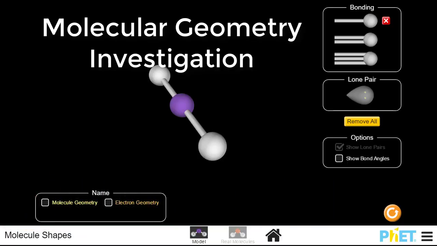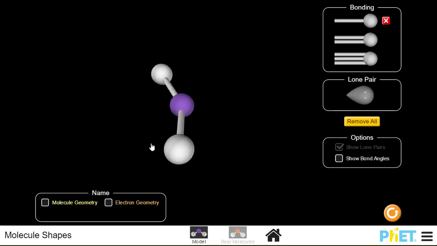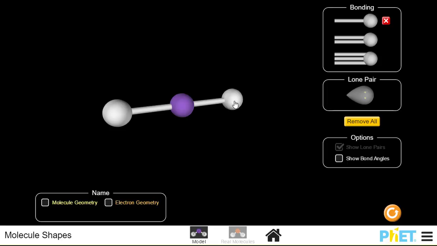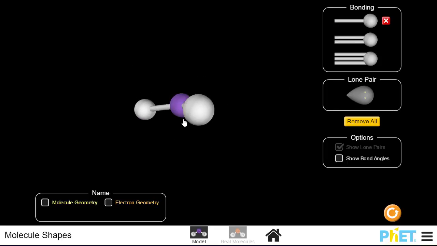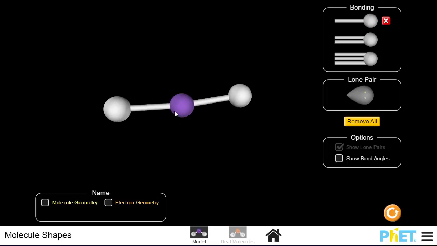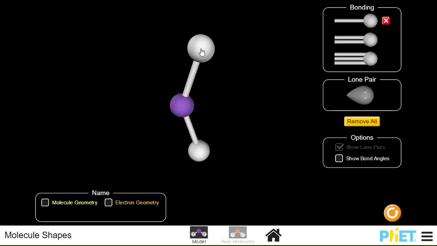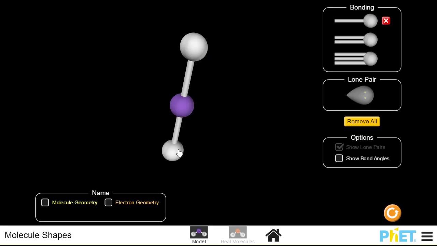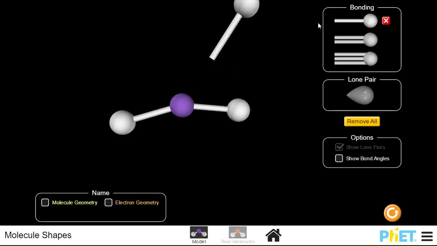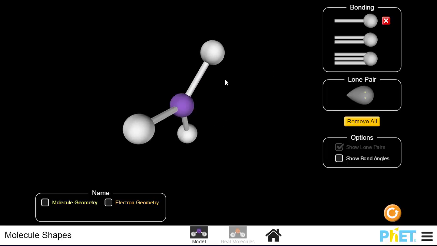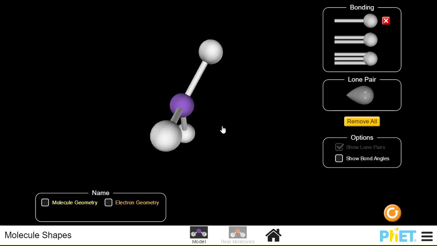We are going to be investigating the valence shell electron pair repulsion model and how we can predict molecule shapes based on that. Now, the main concept here is that electrons tend to repel each other, and so when molecules form their various shapes, they're going to arrange themselves so that the bonding pairs and the lone pairs minimize the repulsion.